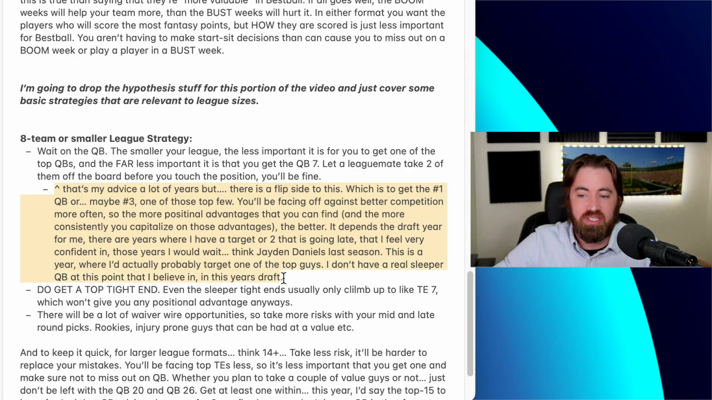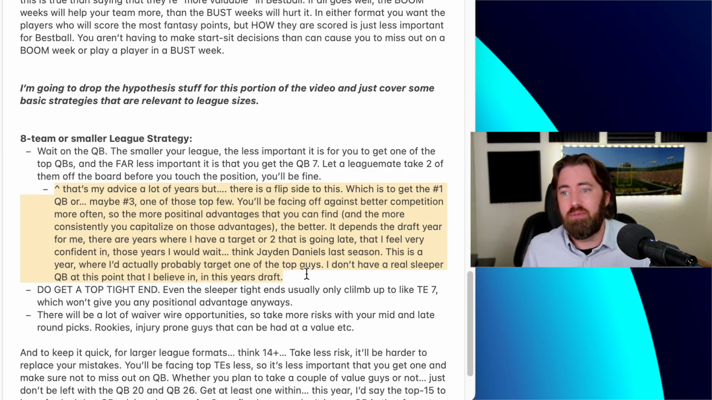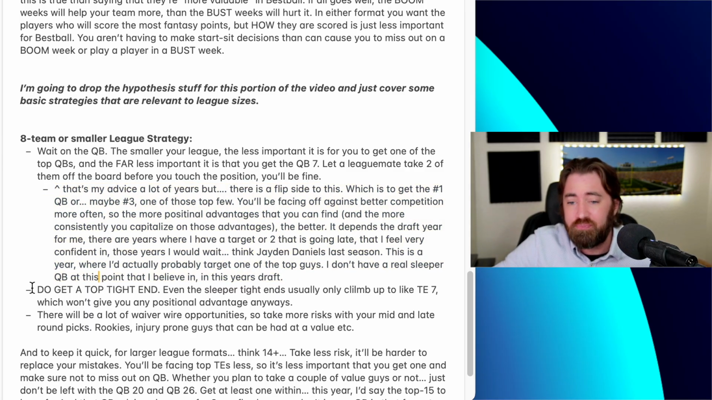I don't really have a sleeper at the quarterback position in this year's draft, but last year Jayden Daniels was, I believe, going ADP 13. I liked him to at least be quarterback 7 with potential to be a top 4-ish quarterback was where my mind was. And he did perform up to that.